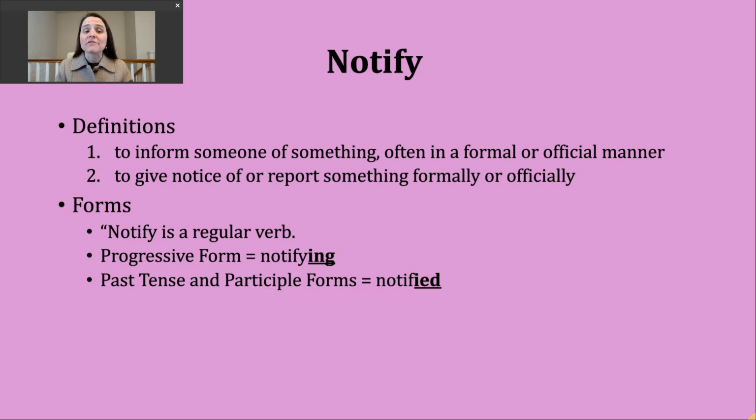You should know that notify is a regular verb. To make the progressive form, all we need to do is add ing to form notifying. The past tense and participle forms of this verb are going to require a spelling change. So our verb ends with the letter Y, so we're going to drop the Y, add an I before we add ed. Our base verb, notify, ends in a vowel sound, and all vowel sounds are voiced. So our past tense ending is going to make a D sound. It should sound like this: notified, notified.